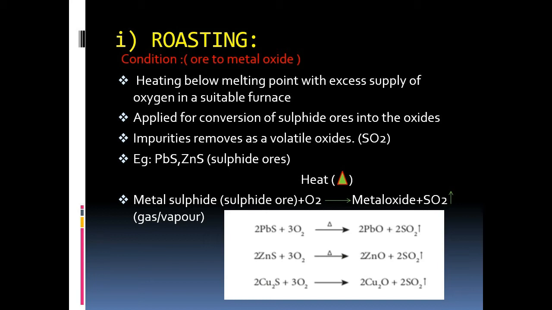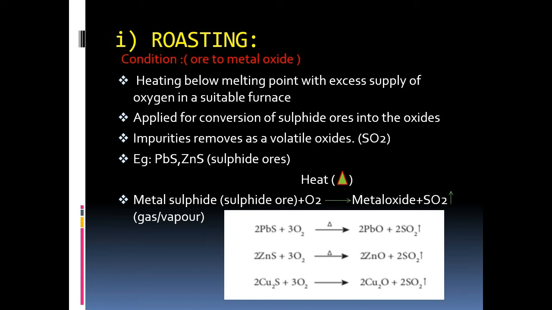First, roasting. So these are the points we have already seen. In roasting, what we are doing is we have to convert the ore to metal oxide. So for that, first we have to heat the ore below its melting point with the excess supply of oxygen in the suitable furnace. Here furnace means it's like a heater or a boiler, and inside that we are doing this roasting process, and it is applied for conversion of sulfide ores into its oxide. Sulfide ore ஓட metal oxide convert பண்ணுது.